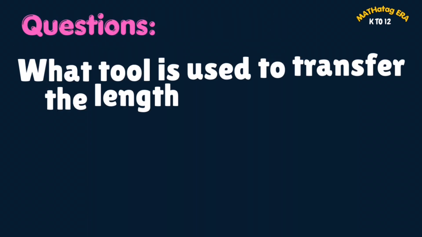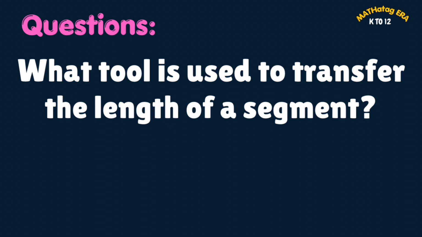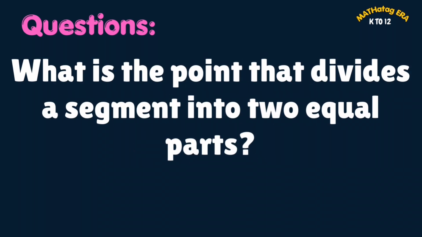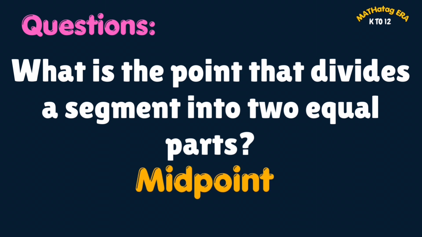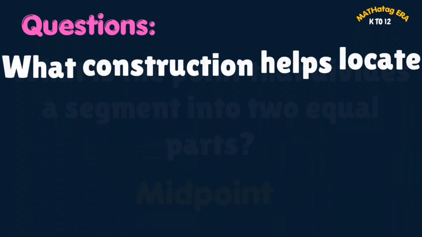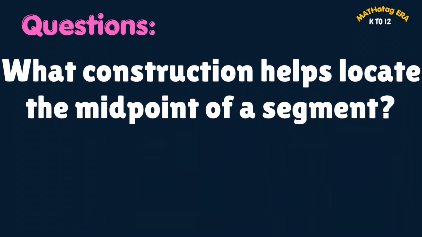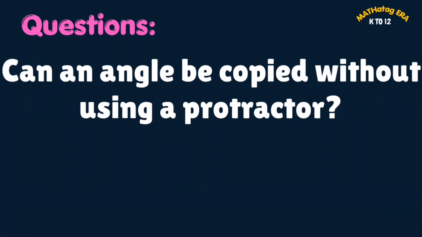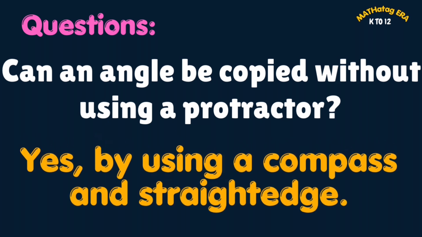Let's answer these questions. What tool is used to transfer the length of a segment? Compass, that's correct. Next, what is the point that divides a segment into two equal parts? That's correct, midpoint. What construction helps locate the midpoint of a segment? Perpendicular bisector. Can an angle be copied without using a protractor? Yes, by using a compass and straight edge.